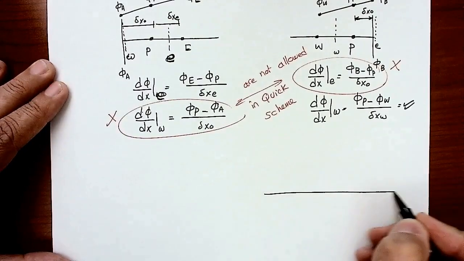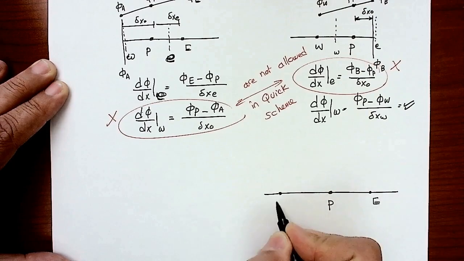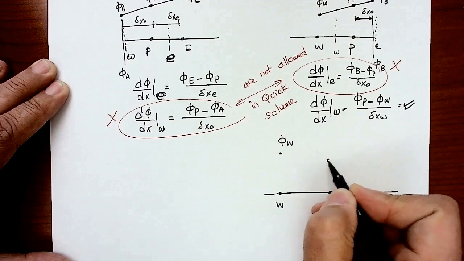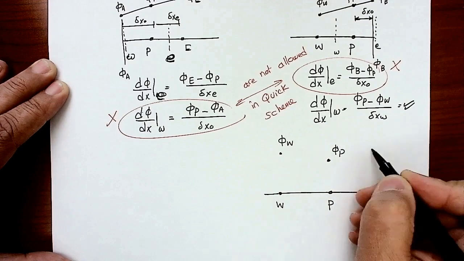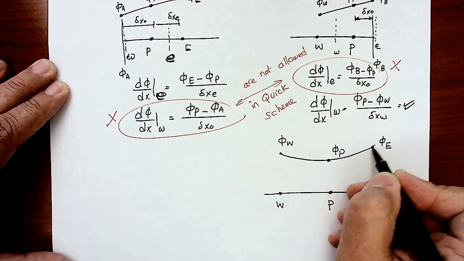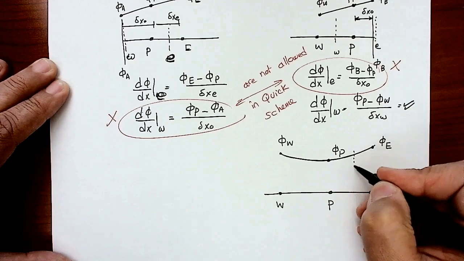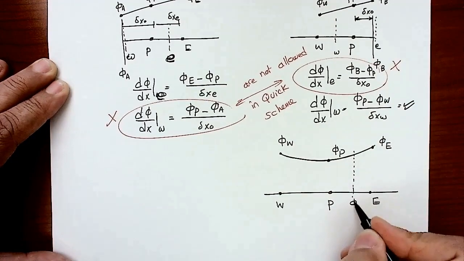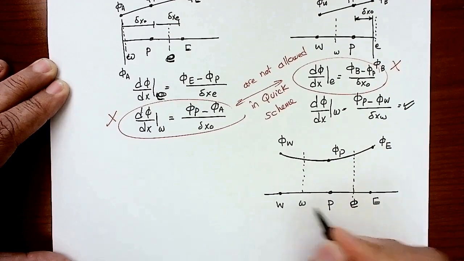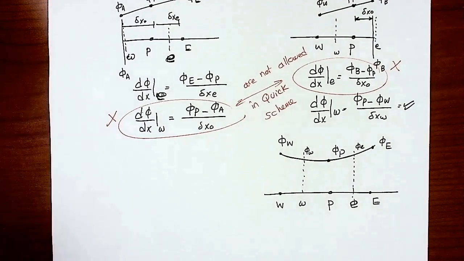So I'm going to have node P, node E, and node W, and I would use that phi west, phi P, and phi east values. Then I'm going to construct a second order equation here. Then after I have this equation, I will find the coordinate of the east face and the coordinate of the west face. Then I will find what is phi east and phi west from this quadratic equation.